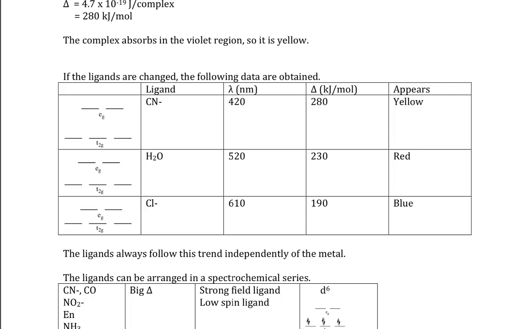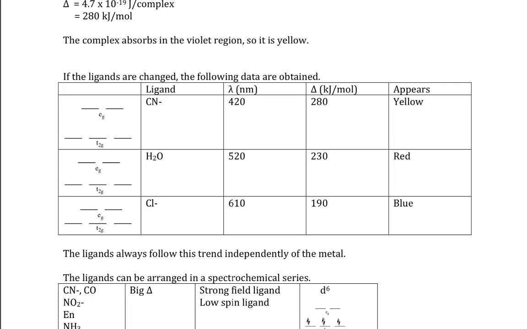If, on the other hand, we have that titanium 3+ with 6 Cl minus ligands around it and measured the peak absorbance, we would find it at 610 nanometers. From that, we would calculate delta to be 190 kilojoules per mole. So once again, verify that yourself. 610 is around the yellow region, so we would predict blue to be the color of light absorbed. Now notice that as we go from CN minus down to Cl minus for the ligands, we see the delta, the energy gap, getting smaller.